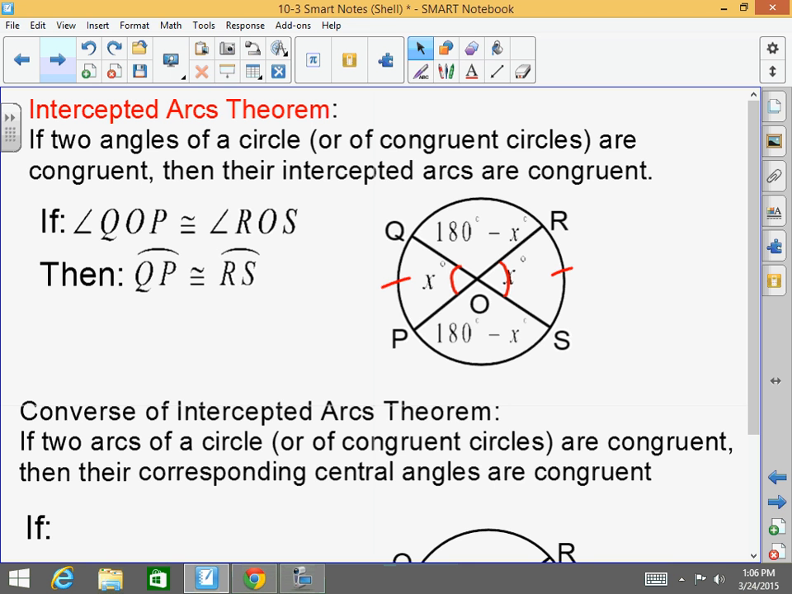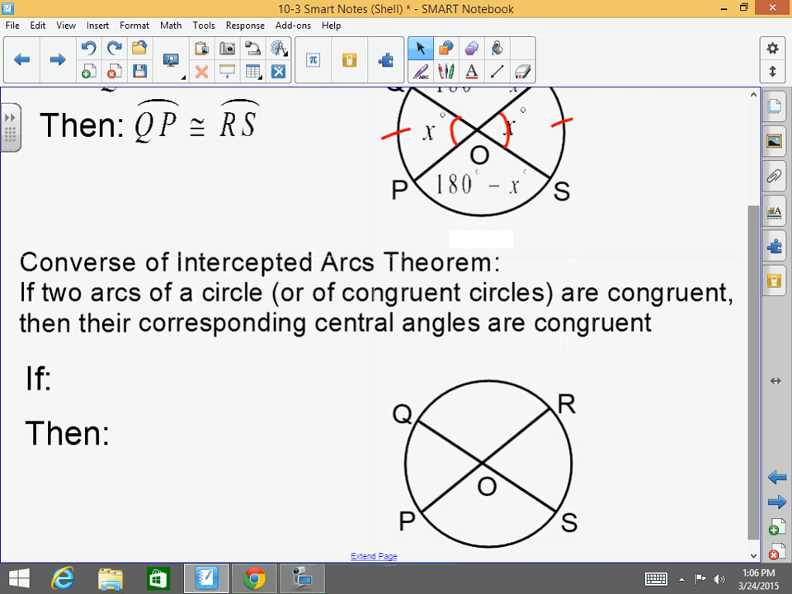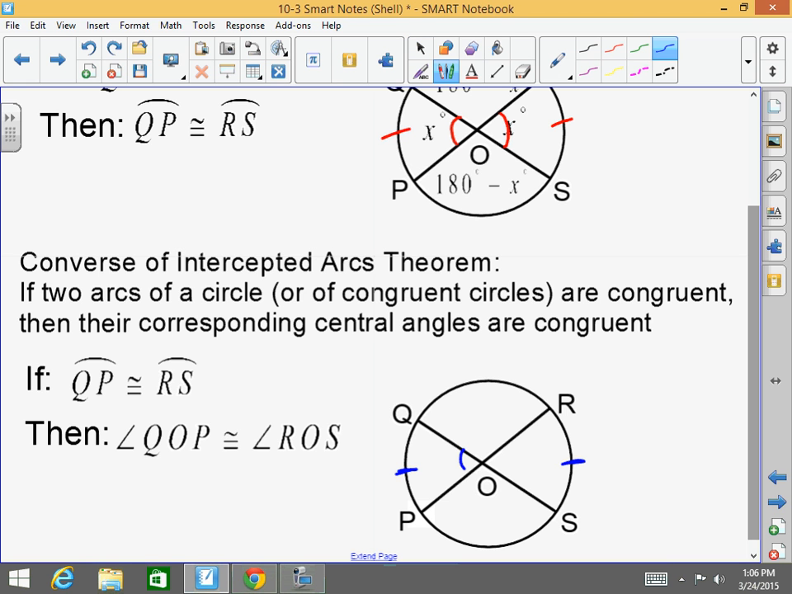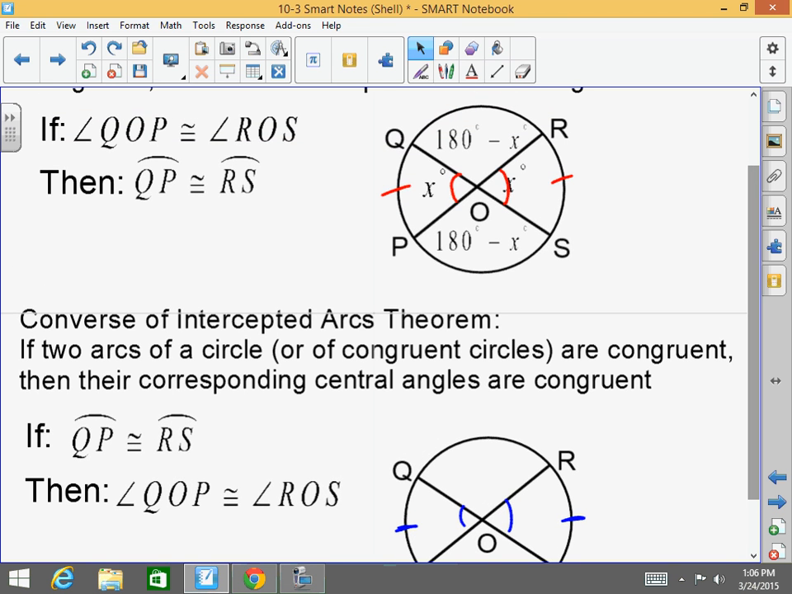The converse of the intercepted arcs theorem. It's the converse, guys. If two arcs of a circle or of congruent circles are congruent, then their corresponding central angles are congruent. So basically here, if they tell you that arc QP is congruent to arc RS, then angle QOP will be congruent to angle ROS. Very important theorems.